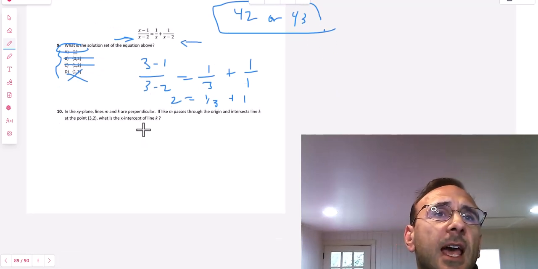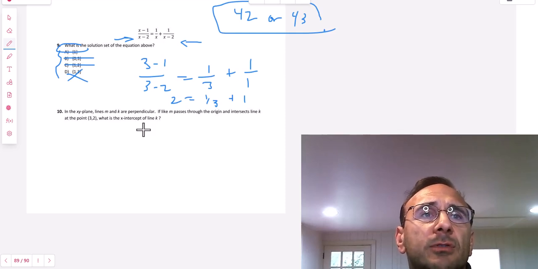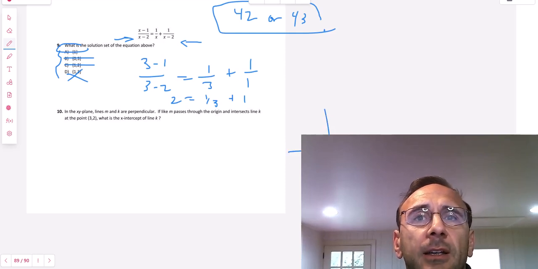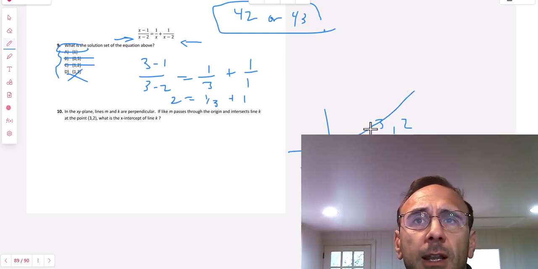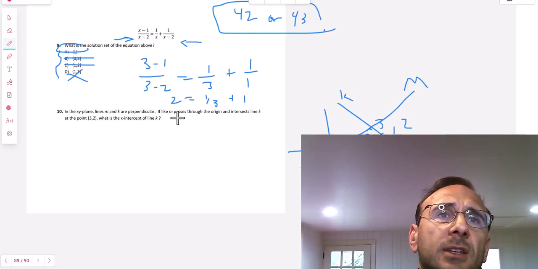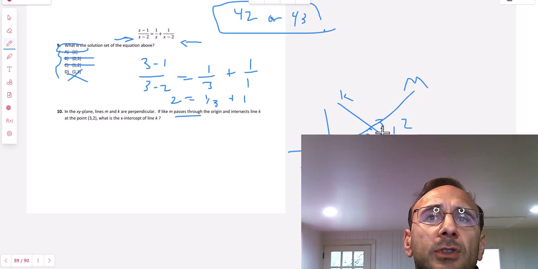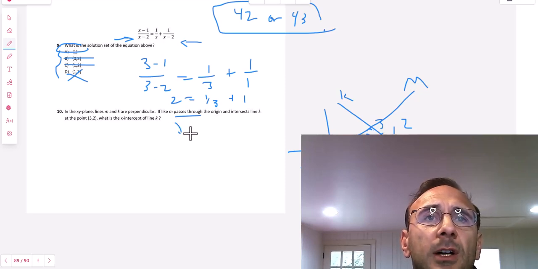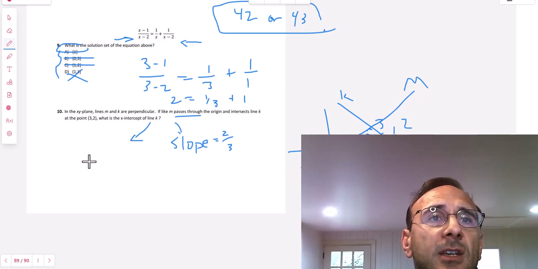Last problem, number 10. M and K are perpendicular lines. M goes through the origin and intersects K at this point. What's the x-intercept of line K? So we have this point (3, 2). M goes through the origin and that point, and then K is perpendicular. We can first get the slope of M, the change in y's over change in x's, rise over run. So the slope of M is going to be 2/3, which means the slope of K is going to be negative 3/2.